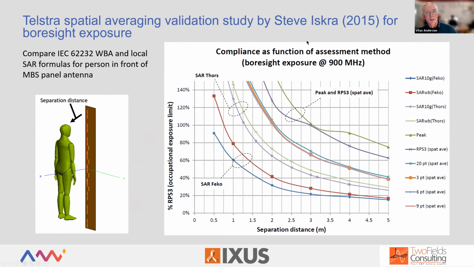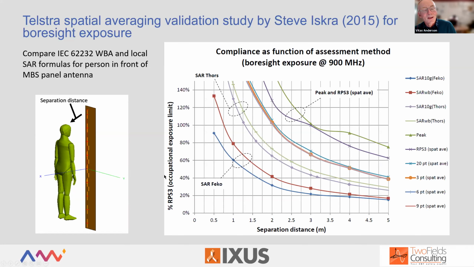Now, what I've produced here is a copy of a slide that was presented by Steve Iskra from Telstra back in 2015. And he did a really interesting study. He developed a FEKO model, a full wave model of a base station panel antenna. You can see that here on the left-hand side. It's got 1, 2, 3, 4, 5, 6, 7, 8, 9 little dipole elements with a backplane. And using FEKO, he calculated the whole body SAR in a model at various distances from the front of the antenna, moving along the boresight main lobe beam.